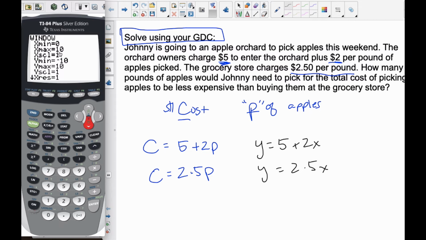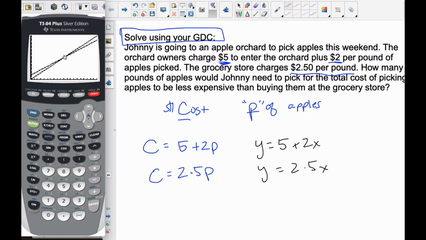And then we'll do 10 pounds. My y min, I can't have negative $10, so let's make that 0 as well. I know I want to go higher. Let's make it, I don't know, $50? Sure. If I graph that, here's the first line, here's the second line. Almost. So now what should we change? Should we change x or y in order to see the point of intersection? I want to go out this way, so I want to change x. Let's go out to 20 pounds of apples.